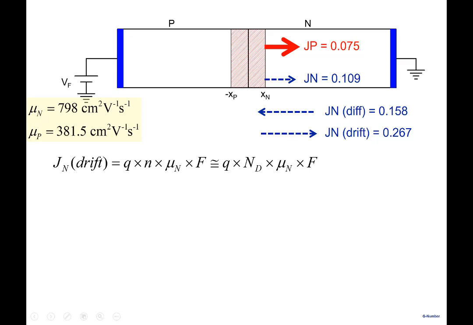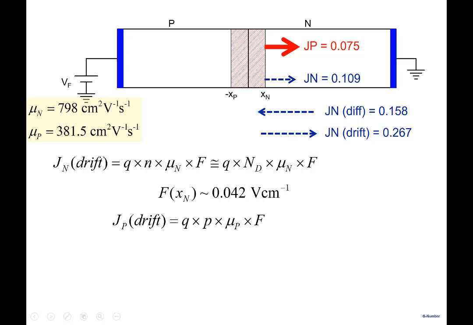Now, once you have Jn drift, 0.267, I can calculate q n mu n F, where n is about Nd. I can calculate what is the field right at the edge of the depletion region. There is a field there. F, I can calculate, is 0.042 volts per centimeter. Extremely small field, but it does make a difference. So now this field is there. With this field, you can calculate a hole drift current also.